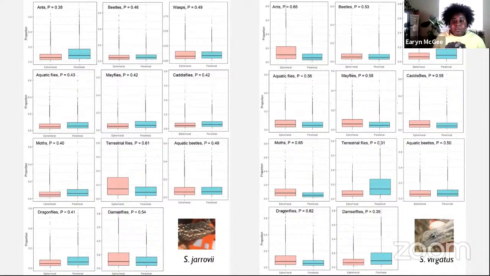Within each box, the red is the ephemeral and the blue is the perennial and their contributions to the diet. If you look across all of these different boxes, the red and blue are just about the same for each of the potential prey items. So for both of our lizard species, they're basically eating the same things at both perennial and ephemeral reaches. This was a surprise because we thought the perennial lizards would be eating more aquatic insects.